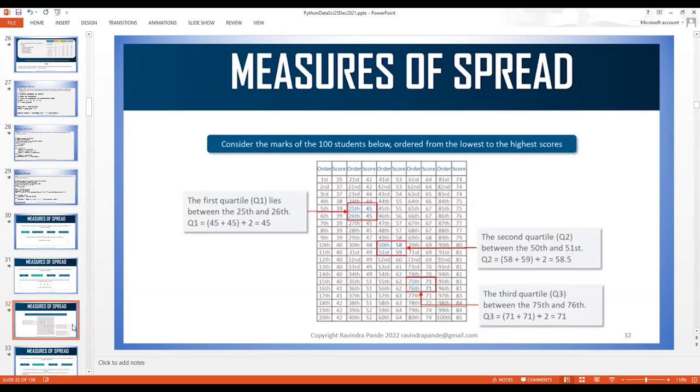So there are 100 different data entities here. The first quartile is between the 25th and 26th, and that gives 45 as a score. The second quartile is between the 50th and 51st, and then we average it out to 58.5. Then we have the 75th and 76th, which average out to 71. So this is the kind of overall quartile spread we talk about.